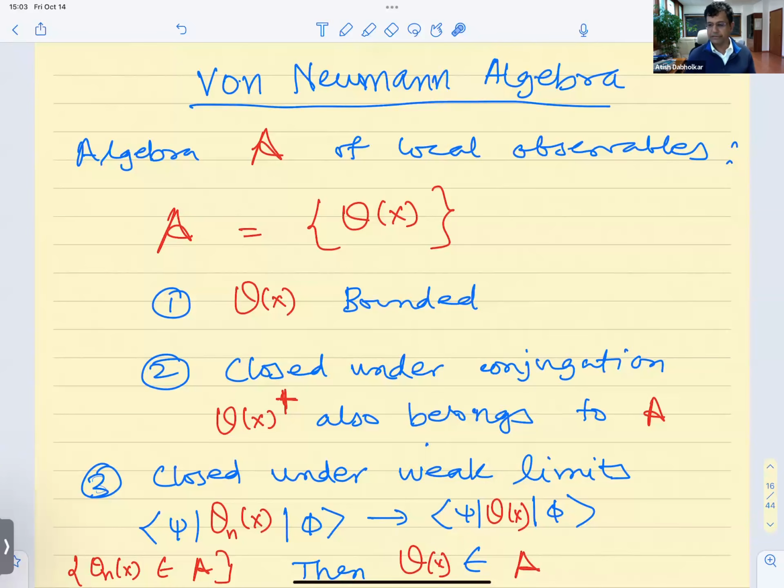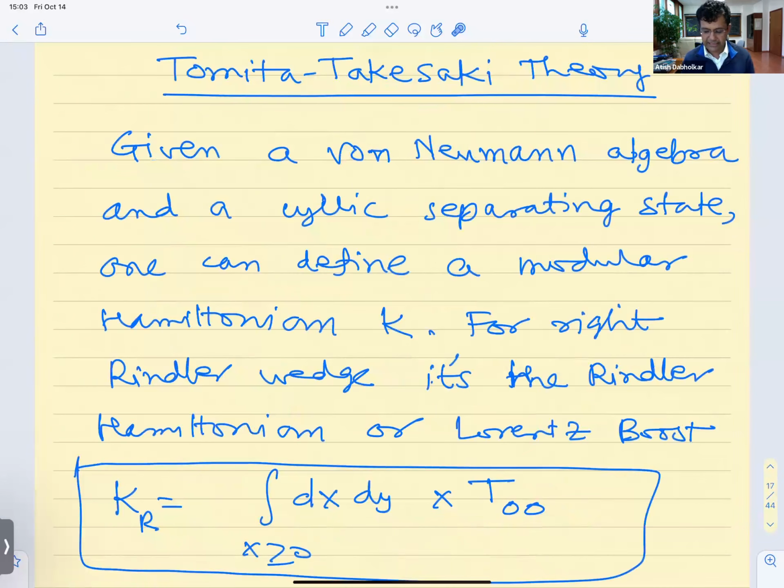And that is the main thing that I would require, the result of this Tomita-Takesaki theory: given a von Neumann algebra and this Minkowski-like highly correlated state, there is a more technical definition of a cyclic separating state. One can define a modular Hamiltonian very abstractly, K, and that's exactly our Lorentz boost that we encountered before. The modular operator for the right wedge is just this Lorentz boost, so you can represent it as an integral over x and T_00.